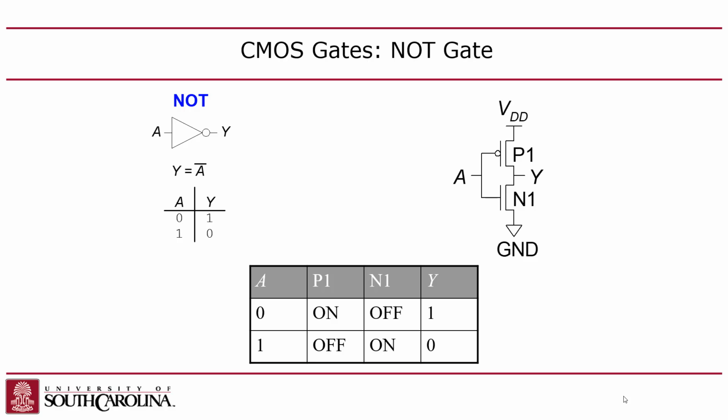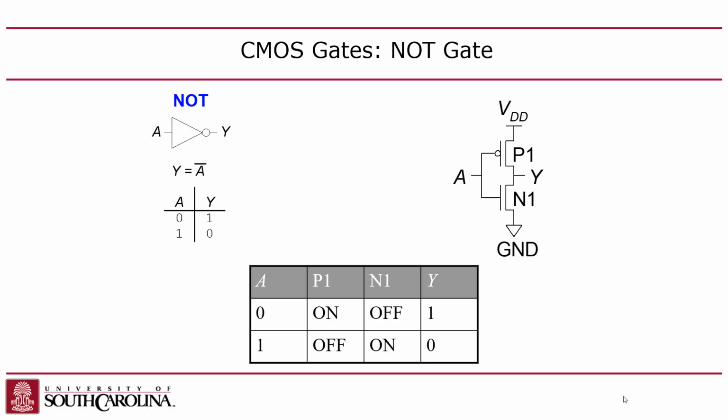You take the input to the logic gate and connect it to the gate of both the PMOS and the NMOS, right? So it's fanned out. But then the Y, which is the output of the gate, is connected to the middle of the two, right?